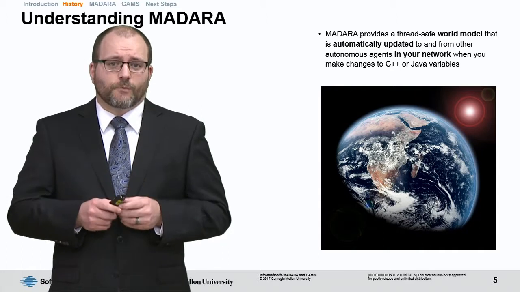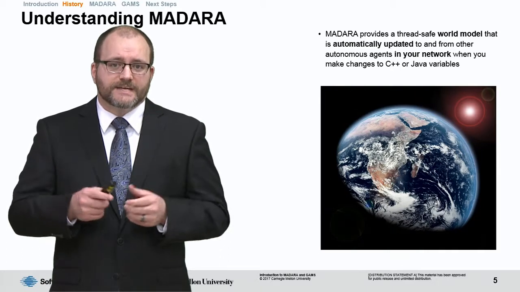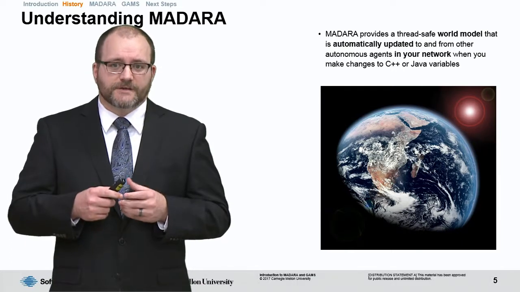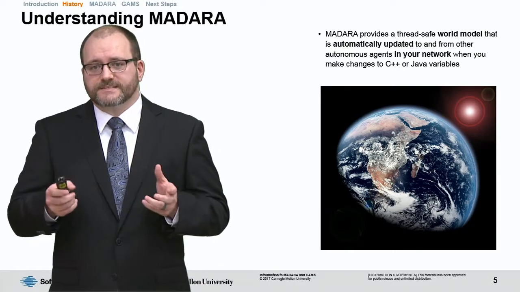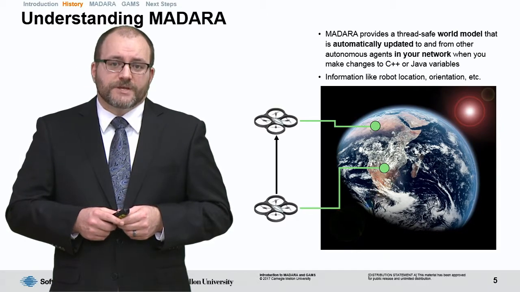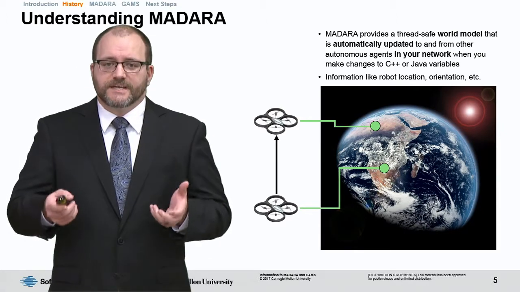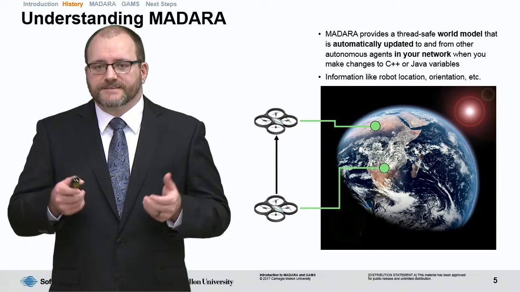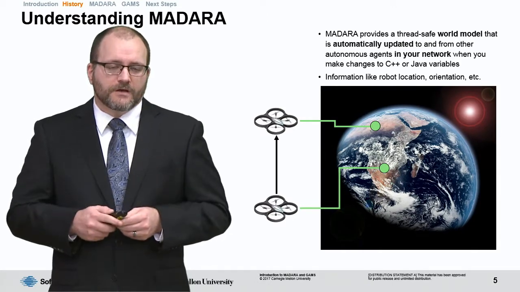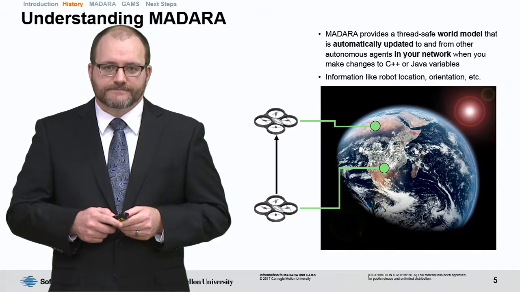MADARA is a thread-safe world model for automatically updating agents in your network with what's going on around them, their own internal self-interested state, as well as the state and interest of other agents. Information like robot location, orientation, where they're at, their status in the mission, things like that. So MADARA provides you with a consistent worldview of what exactly is going on in your mission.